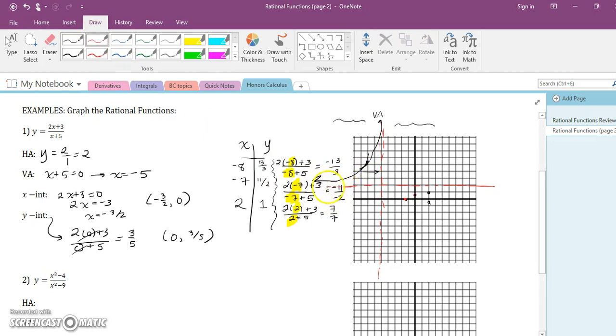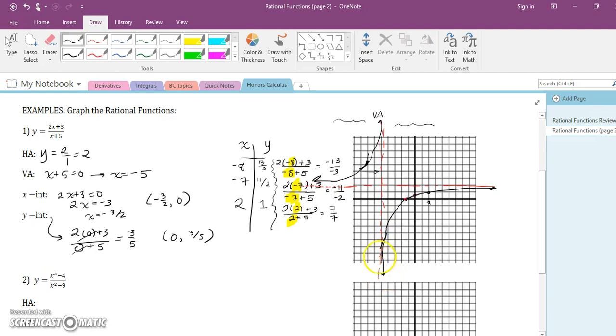And I know my work is in the way, but make sure it gets close to the HA. Here, I'm noticing this upward trend. I'm going to continue it, get as close to the HA as you can. It levels off there. Here, it's generally going down. I'm going to continue it going down. It cannot go through the VA, just get close to it.